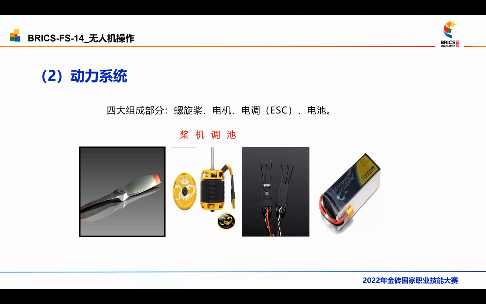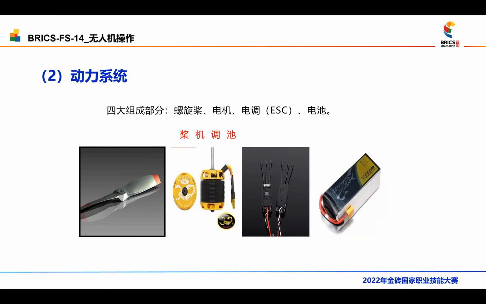Next, we will learn the relevant parameters of batteries. Number 1, capacity. For example, 6,000 mAh means that it can be discharged for 1 hour with 6,000 mA discharge. Number 2, C refers to the charge discharge ratio of the battery.